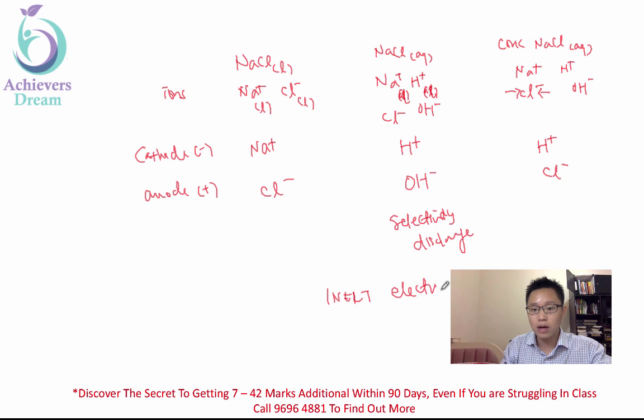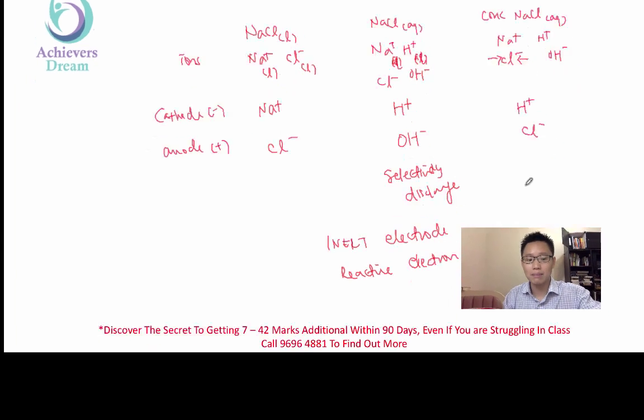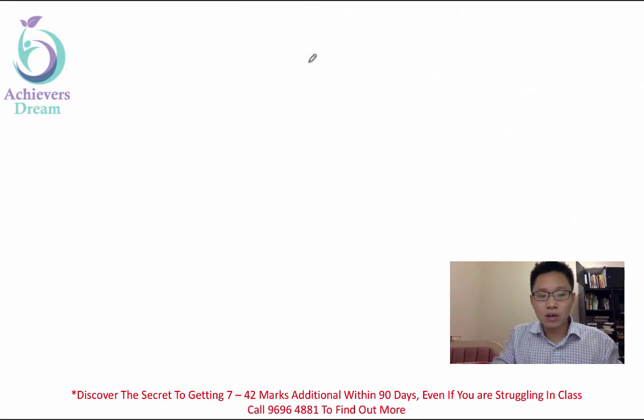Okay, so after that, I'm going to explain using reactive electrodes. Back then, all you have seen is that the electrodes do not interfere, but this time around I'm going to show you examples whereby they do interfere and what's going to happen. So right now we're going to talk about the copper electrode.